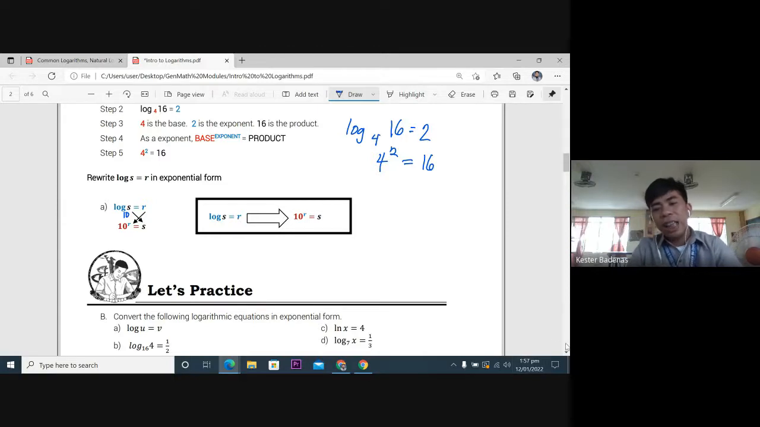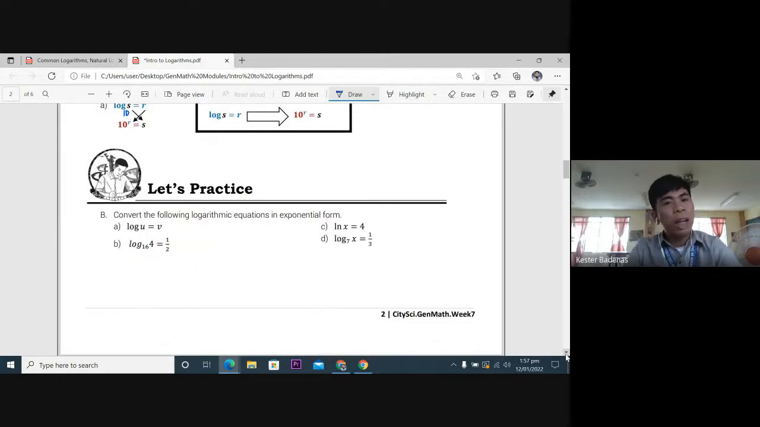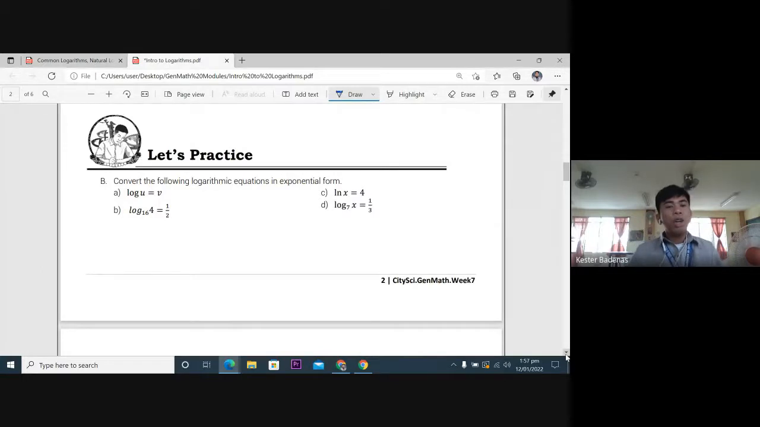Okay. Sige, diretso tayo, let's practice. Ayan. So, convert the following logarithmic equations in exponential form. Sige, I'll be giving you 2 minutes to do all of them. And then if you wish to answer, simply raise your hand. Yung mga nakasagot na class, wag na magsagot ha, para give chance to others tayo. Okay? So, 1:57 by 2 p.m. tawag tayo. Okay? So, timer starts now.